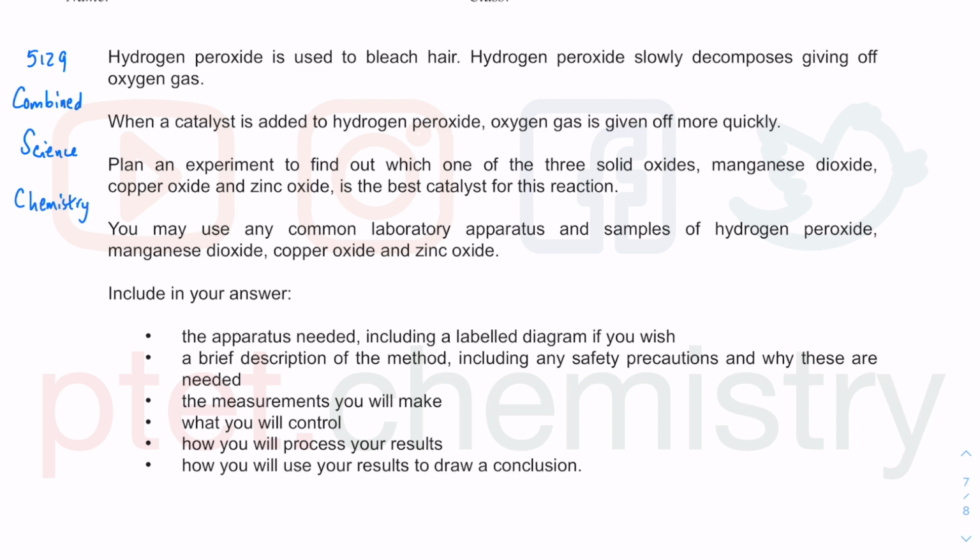So in this particular example, we have hydrogen peroxide. We don't need to know what it is, but it is basically what people use to bleach their hair. When their hair goes platinum blonde, they basically use hydrogen peroxide to do that. So hydrogen peroxide slowly decomposes, giving off oxygen gas.